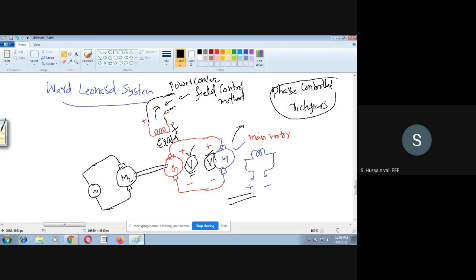Now, the advantages of this method: one is that the efficiency is comparatively better. Second, you can control the speed of the motor accurately, in the sense that even a small variation can be obtained in this type of method. In the previous methods, the problem is that there is a huge power loss, so the efficiency of the system is poor. This is the problem.